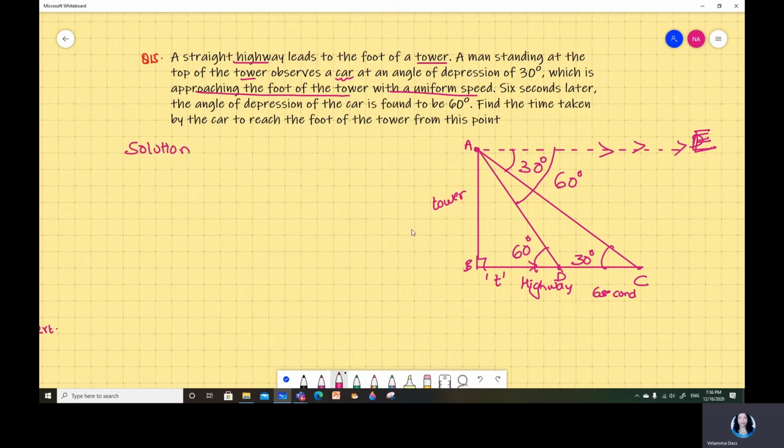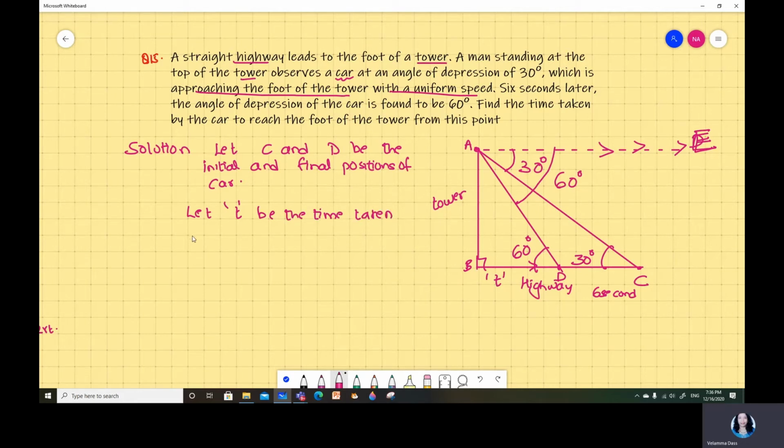So we have written already the tower and C. We'll just write: let C and D be the initial and the final positions of the car. And let us assume let T be the time taken for the car to reach from position D to B. So let us take the time T.